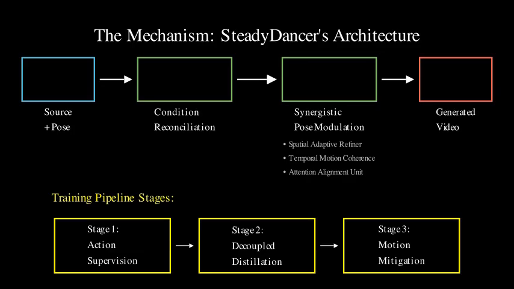Second, synergistic pose modulation modules generate adaptive and coherent pose representations. This includes a spatial structure adaptive refiner to refine pose information based on the source image's spatial structure, a temporal motion coherence module to ensure smooth transitions between frames, and a frame-wise attention alignment unit to align pose features with the source image features. Finally, the staged decoupled objective training pipeline optimizes the model in 3 stages: action supervision to learn basic motion, condition decoupled distillation to improve visual quality, and motion discontinuity mitigation to enhance temporal coherence.